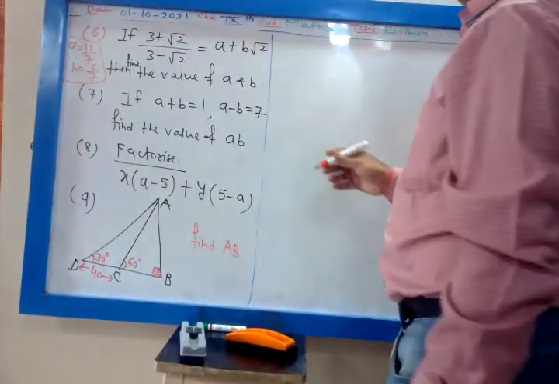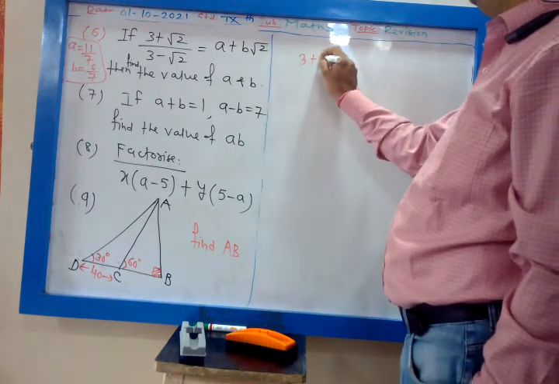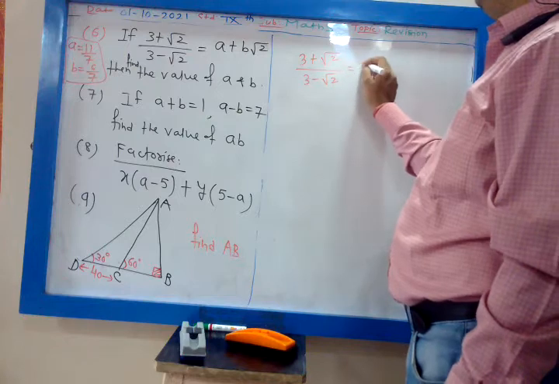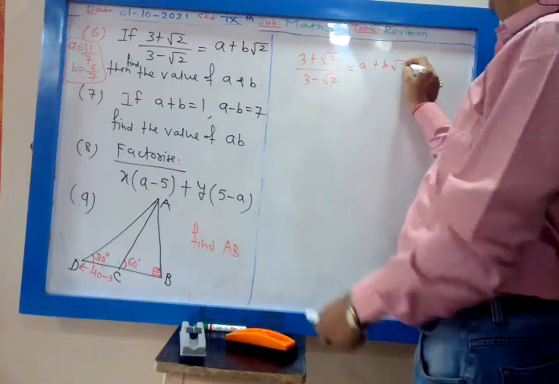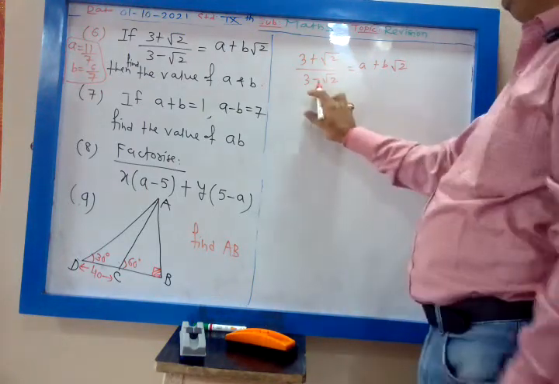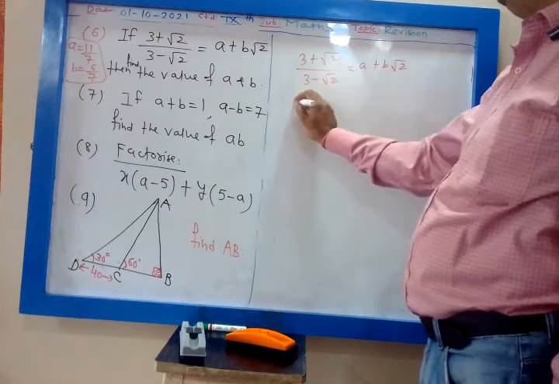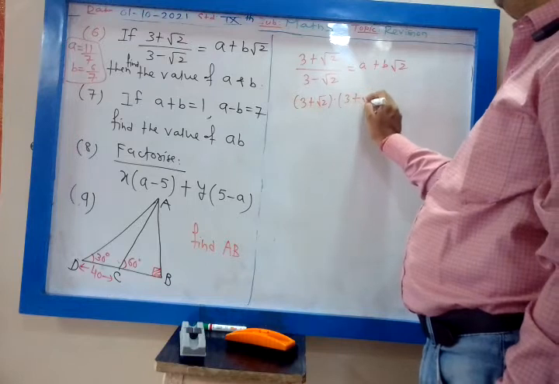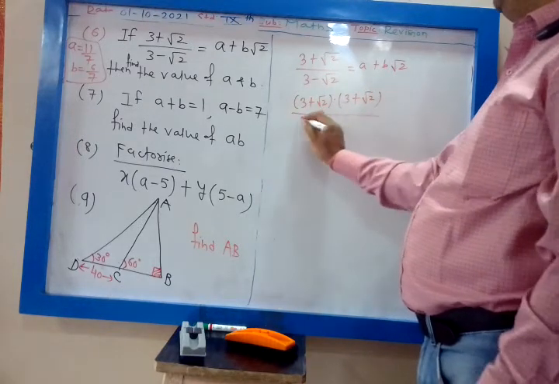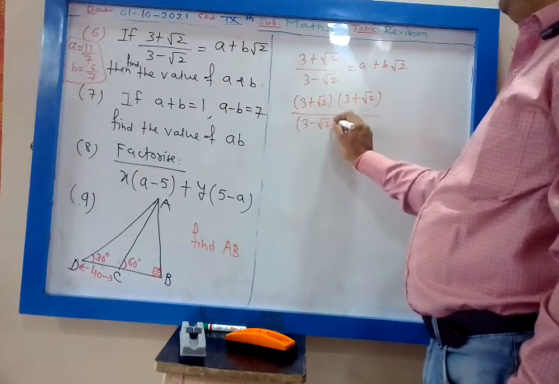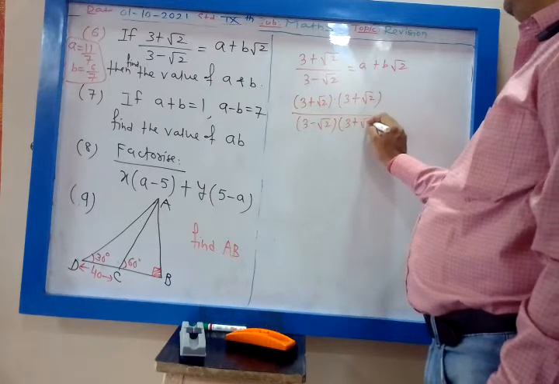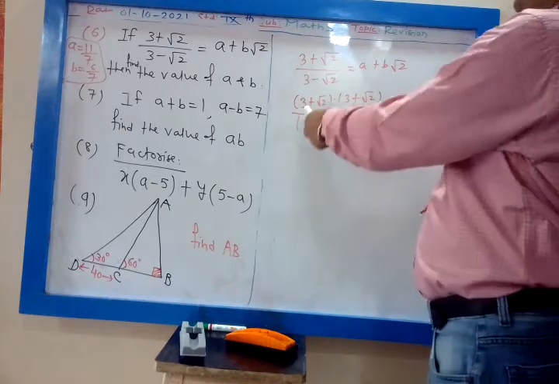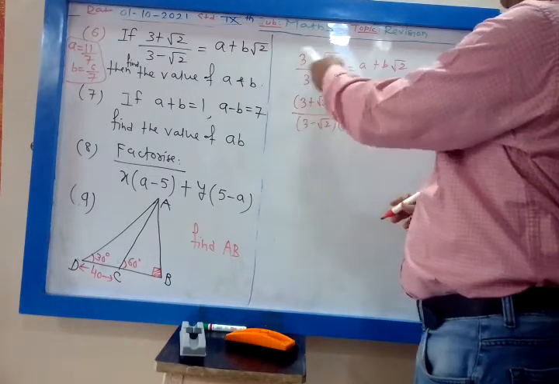So whenever you have this type of problem, 3 plus root 2 upon 3 minus root 2 is equal to A plus B root 2, then you have to rationalize the denominator. So multiply and divide by same term, opposite in sign. So 3 plus root 2 into 3 plus root 2 upon 3 minus root 2 into 3 plus root 2 is equal to A plus B root 2, correct?